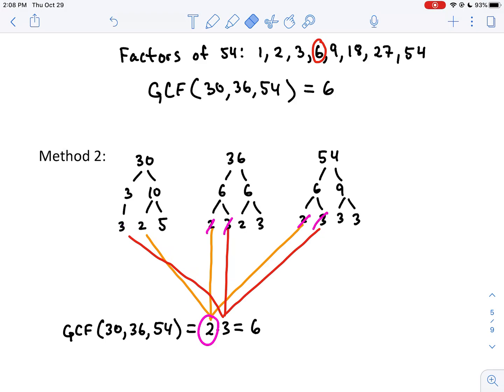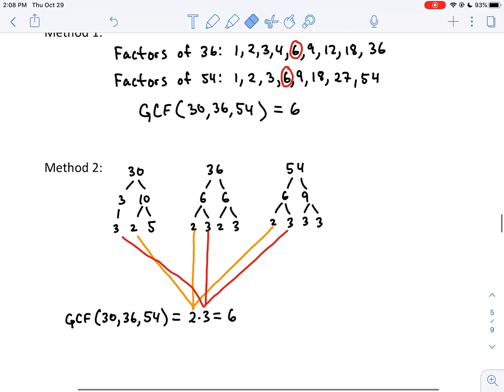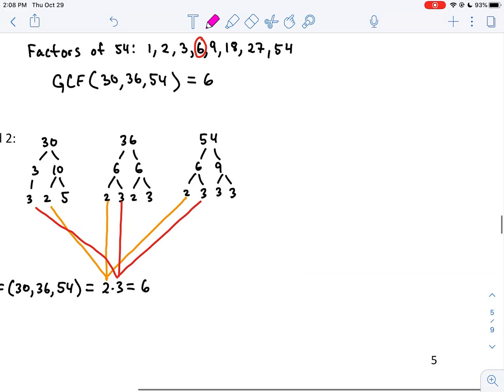Oops, don't want to do that. Just erase those pink things. 2 times 3 is the GCF. It's going to be 6.